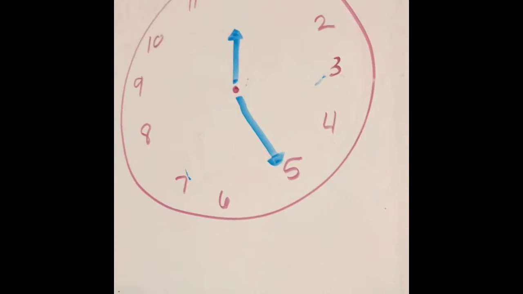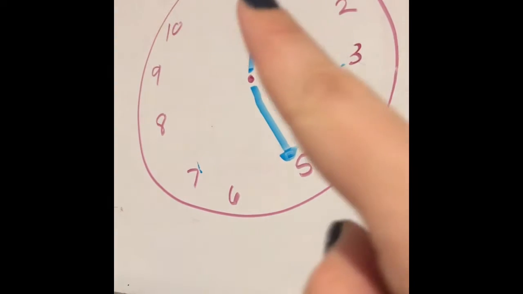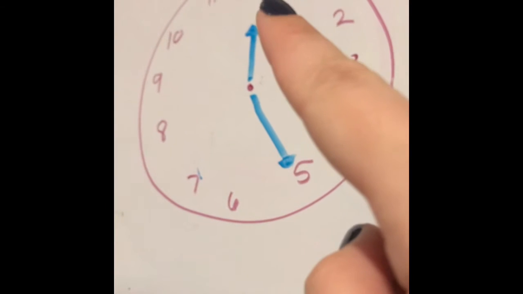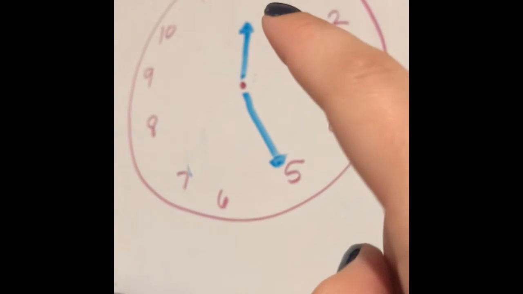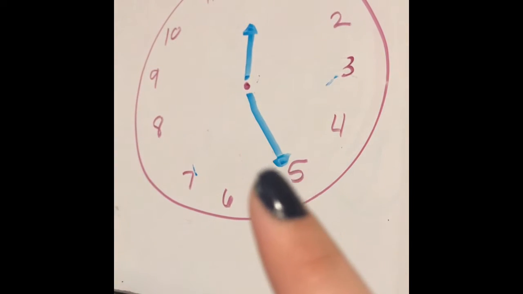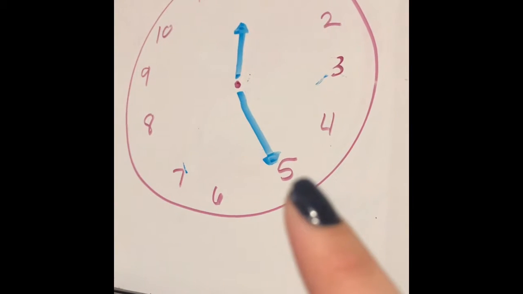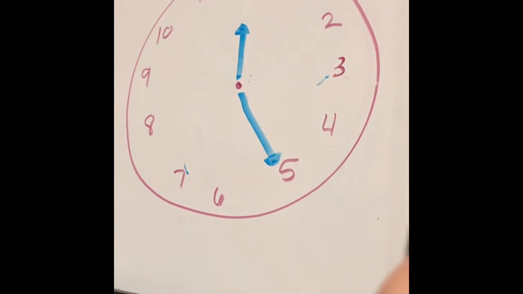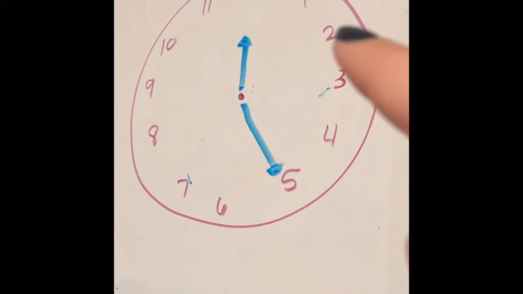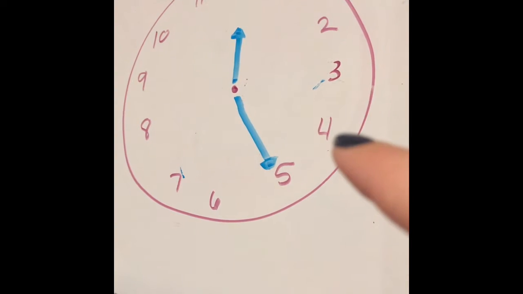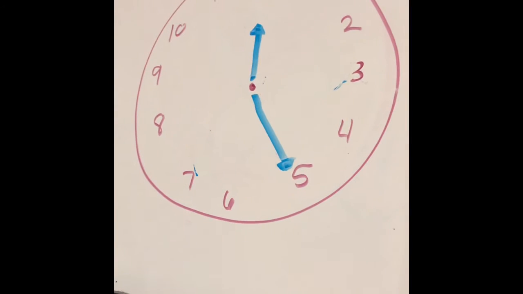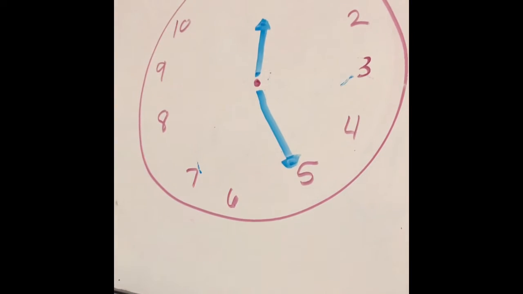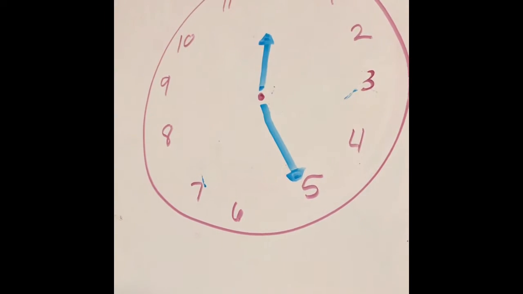Last one together, and then you'll practice a few on your own. Looking at our short hour hand, we can see that it's pointing at the 12, and our long minute hand is pointing at the 5. Let's count how many minutes past 5 that is together. 5, 10, 15, 20, 25. Looking at this clock, we can see that it is 12:25.